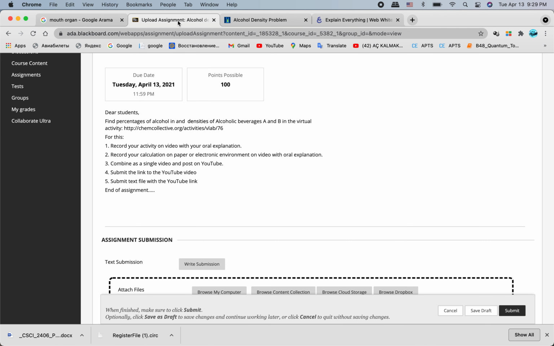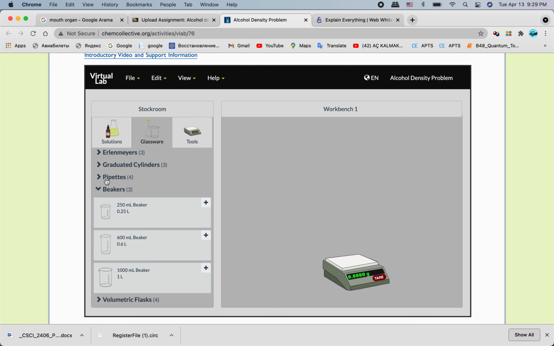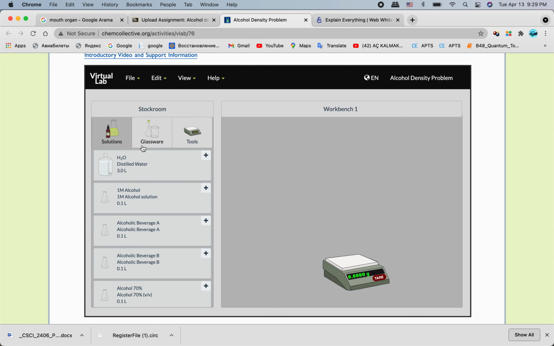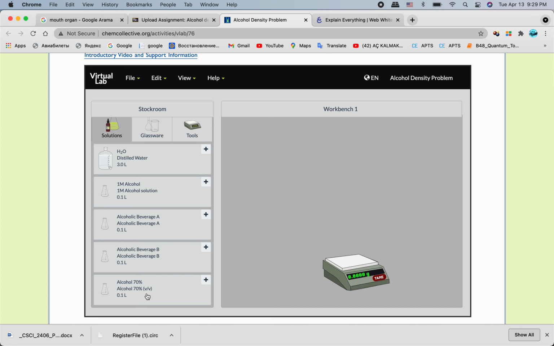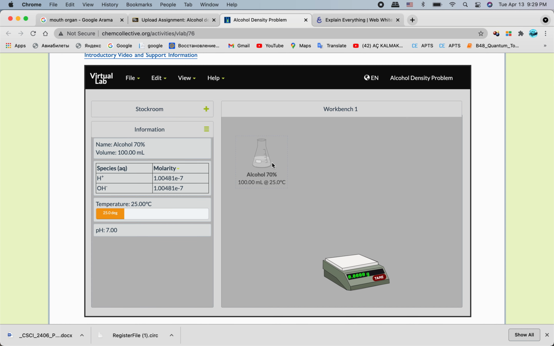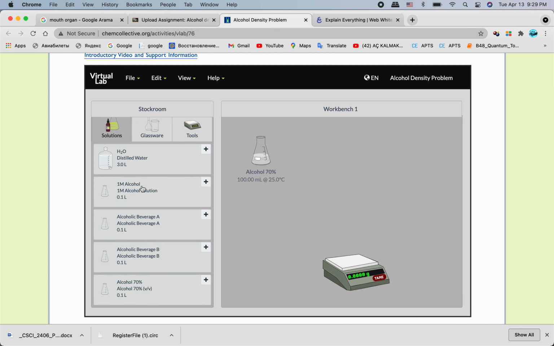Let me explain firstly what our task is. We have to find the percentage of alcohol in alcoholic beverages A and B in the virtual activity. So firstly we have to know the density of alcohol. Let's find the density of alcohol first.